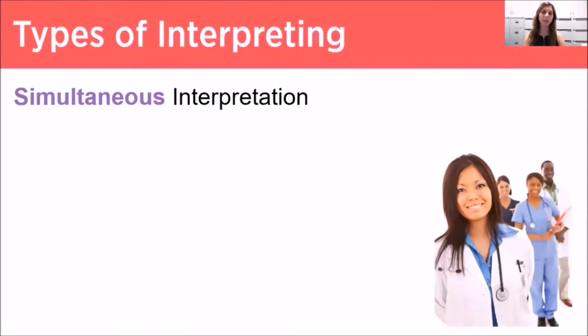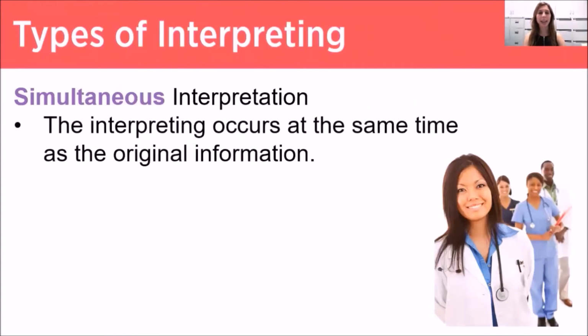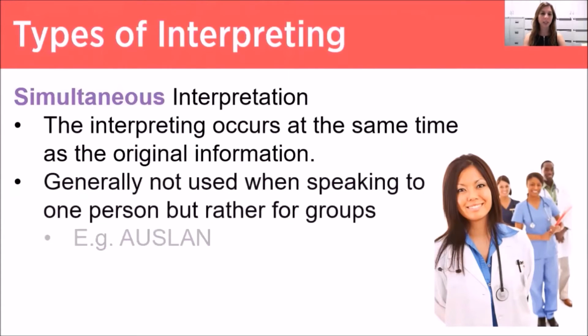There are different types of interpreting. The first one is simultaneous, and this is where we have the interpreting occurring at the same time as the original information. This is generally not used when speaking to one person, but rather for a group. For example, Auslan programs allow for this to occur, where an individual is being recorded for what they are saying and you can hear the simultaneous translation through headphones.